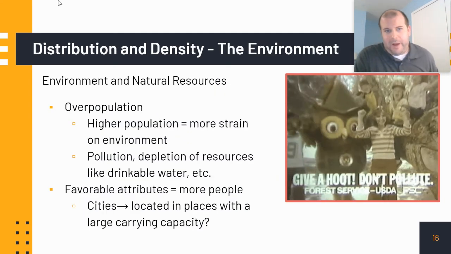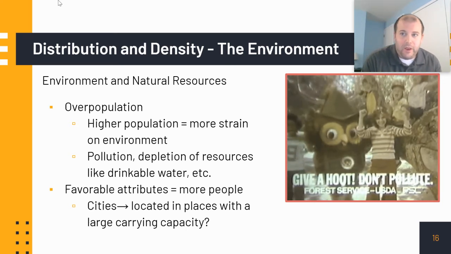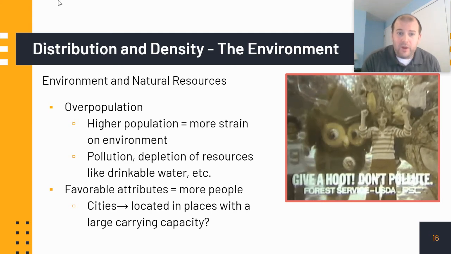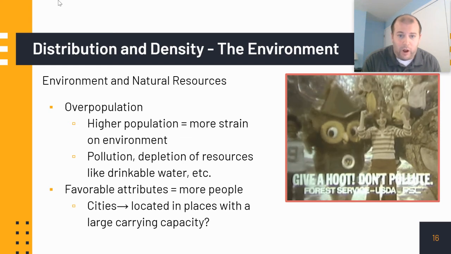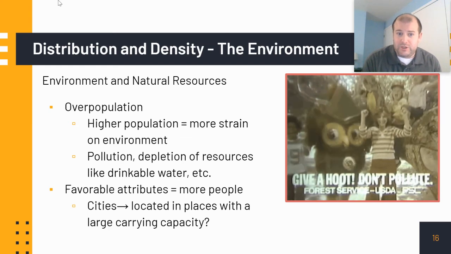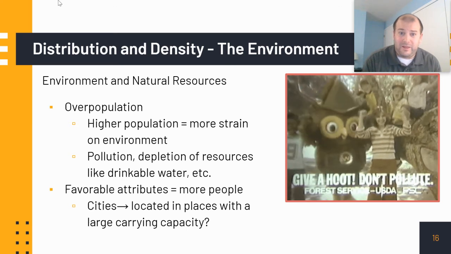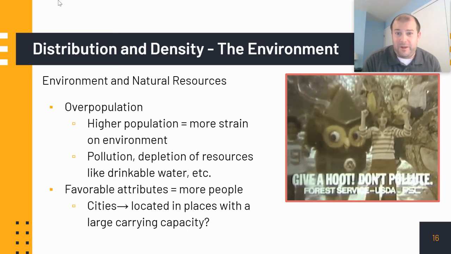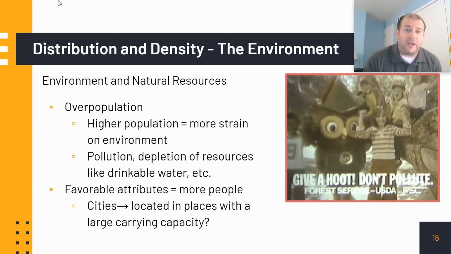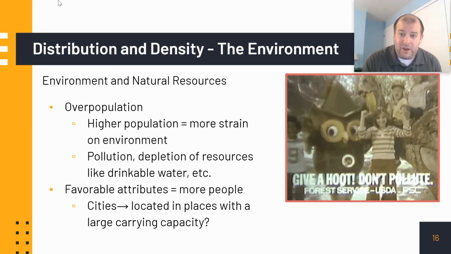Now let's look at the environment and population distribution and density. If you have a situation of overpopulation, realize that a higher population equals more strain on the natural environment, because there are more people and more pollution in all its forms: air, ground, water, noise, visual. That means a more rapid depletion of resources such as drinkable water. And if you experience overpopulation, we're talking about whether we even have a sustainable environment. Or are all the resources going to be consumed and the place becomes too polluted even for any human habitation?